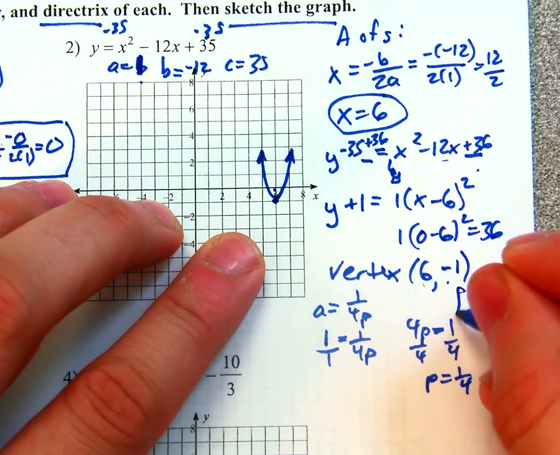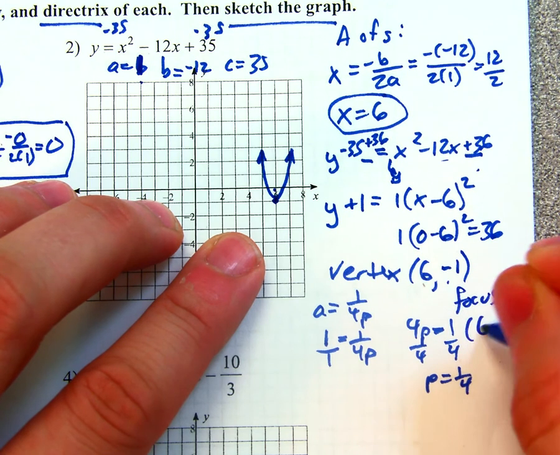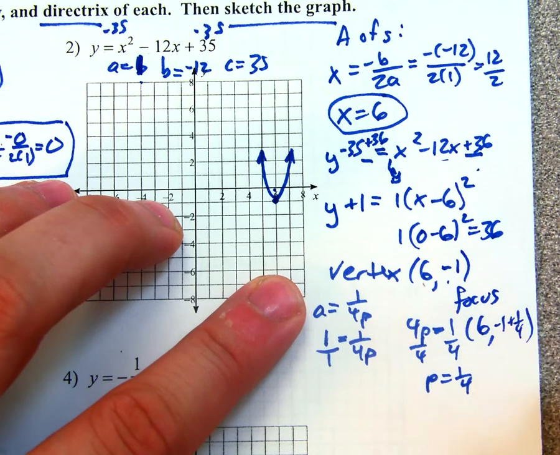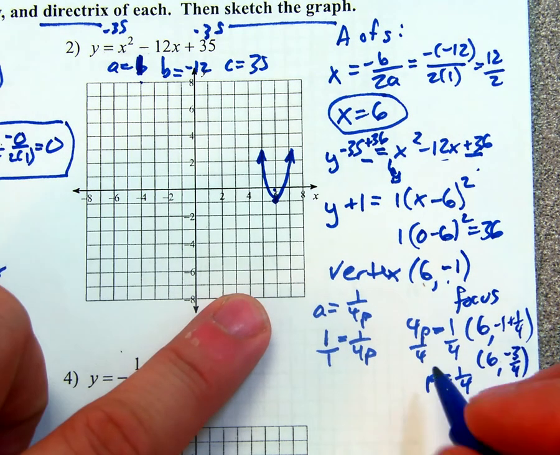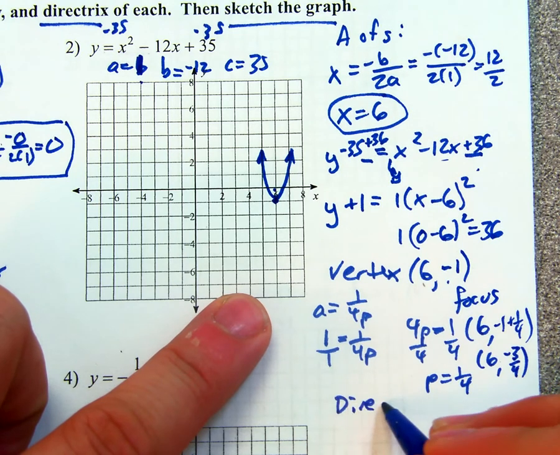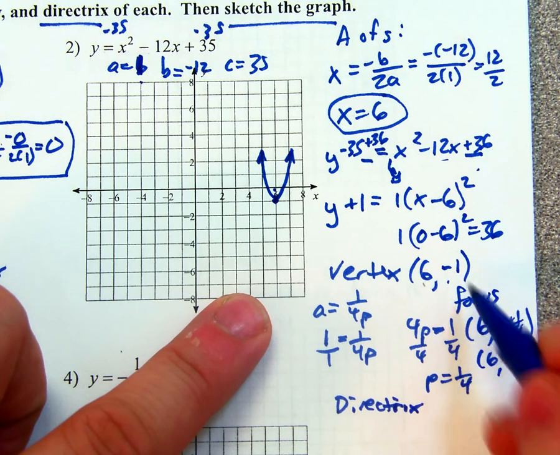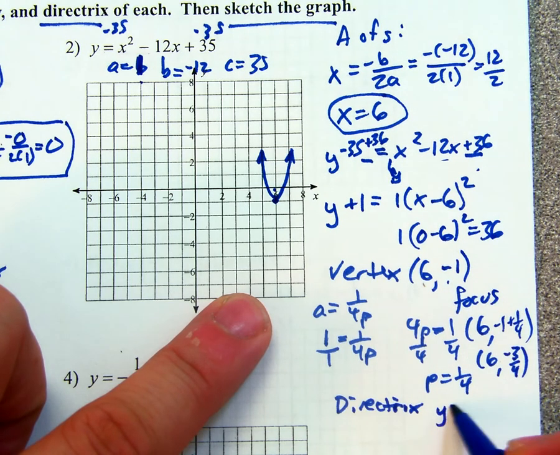So the focus is 6, and then we're going to add negative 1 plus 1/4. Well, we plug that in our calculator, and we get negative 3/4 for the focus. And then, to find the directrix, we take the negative 1 and we subtract the 1/4. So y equals negative 1 minus 1/4. Plug that in our calculator and you get y equals negative 5/4.